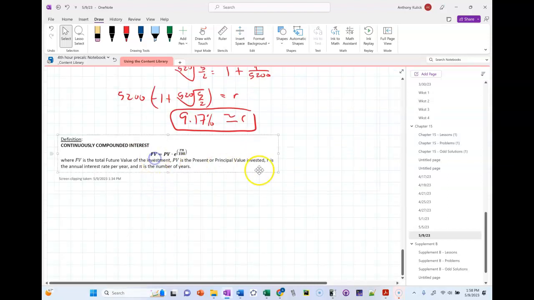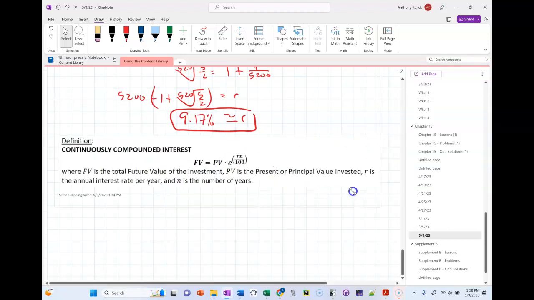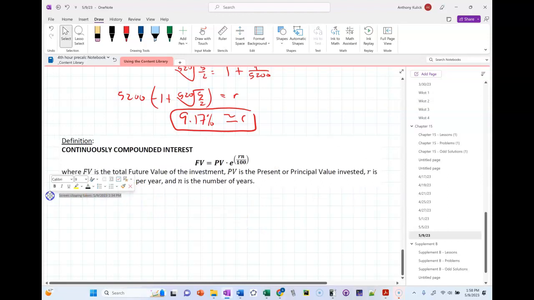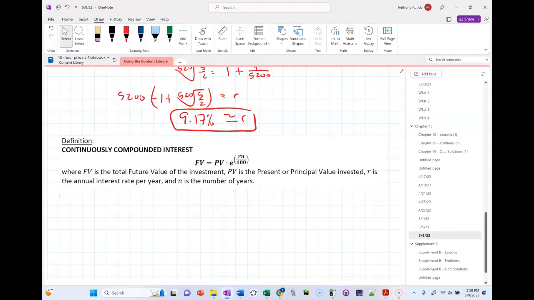One more model to talk about. This is the continuously compounded interest model. Here we have that FV is equal to PV times e to the Rn over 100. So again, FV is still future value, PV still present value, R still interest rate, N still time.